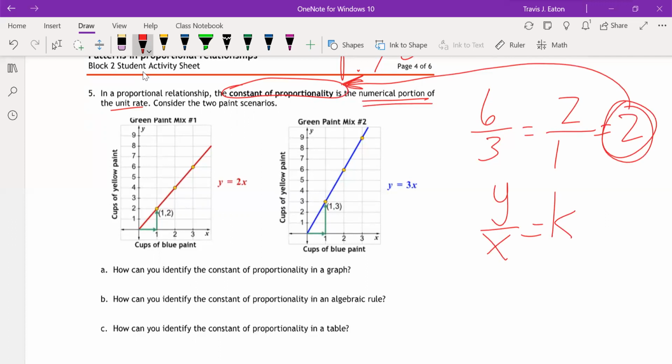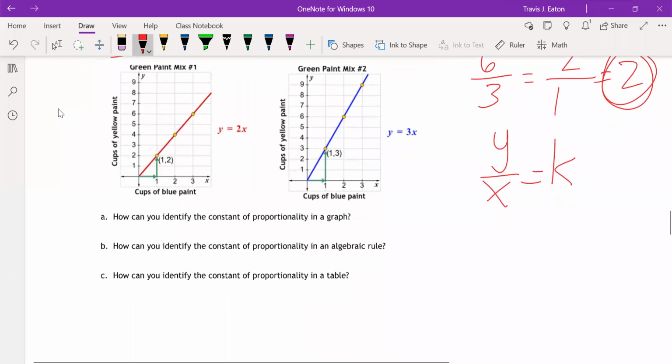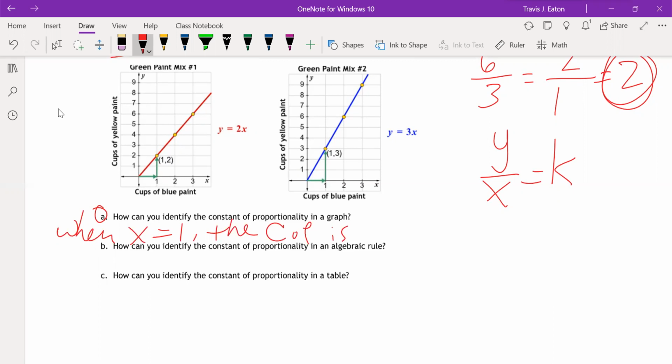Now, the really cool thing that I want you to see here, and this is hugely important when it comes to recognizing proportional relationships, gigantically important, okay? Question A says, how can you identify the constant of proportionality in a graph? Well, when you look at the graph, here's how you know. You go until you find x is 1. So you say, when x equals 1, comma, the COP, the constant of proportionality, is the y value.